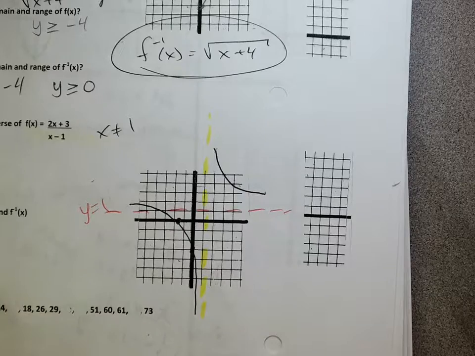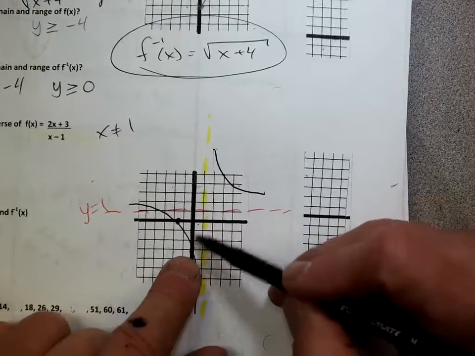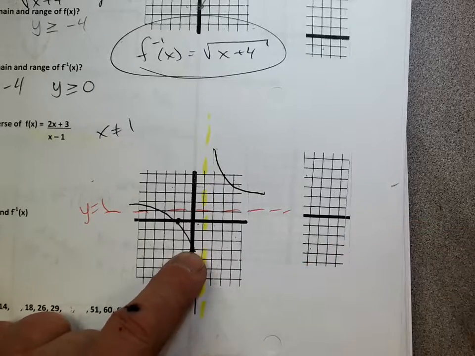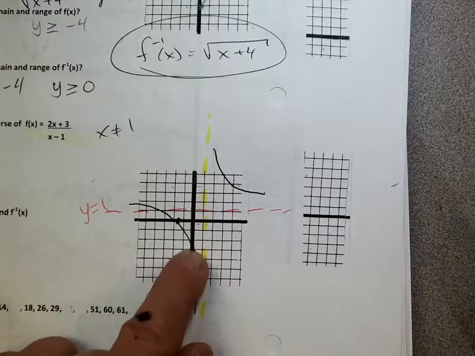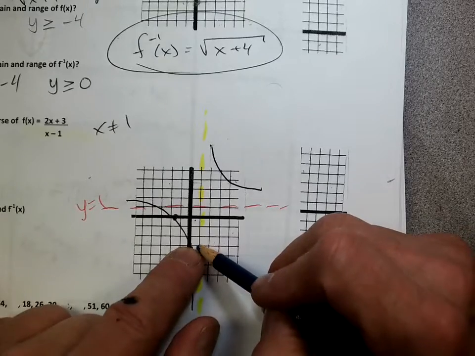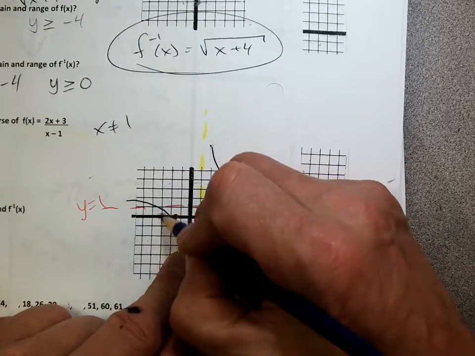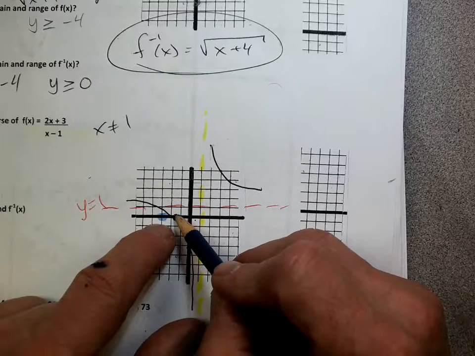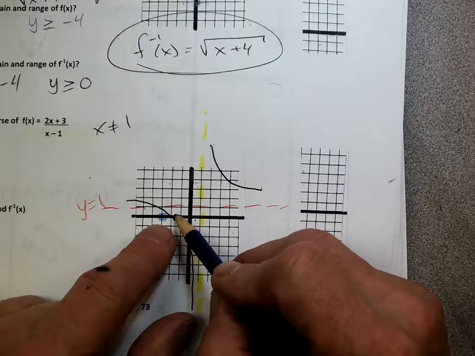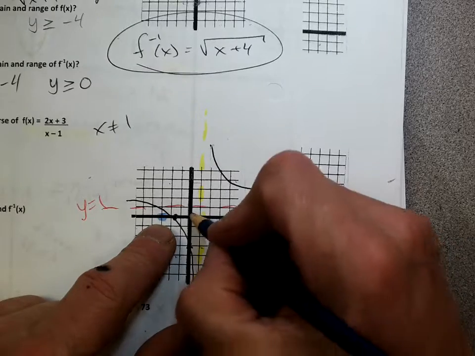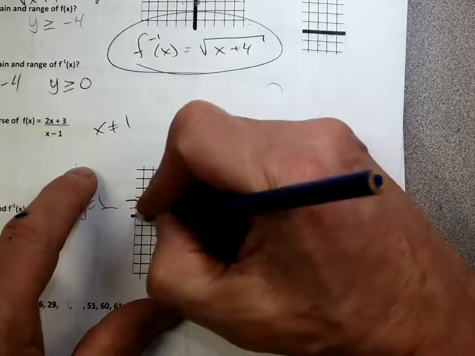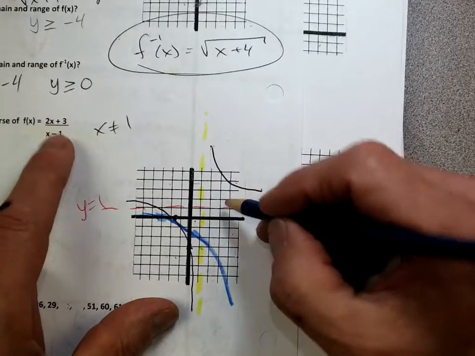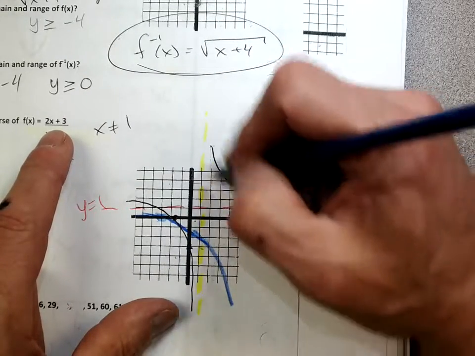Now, let's get some points. From my graph, I noticed it had a y-intercept of -3, so it's a point at (0, -3). So the inverse would have to have a point at (-3, 0), right? Right there, okay. It has an x-intercept at (-1.5, 0), so the inverse would have to have a point at (0, -1.5). So this one's going to look like this kind of graph, okay? And then the other part of it is going to be up like this.